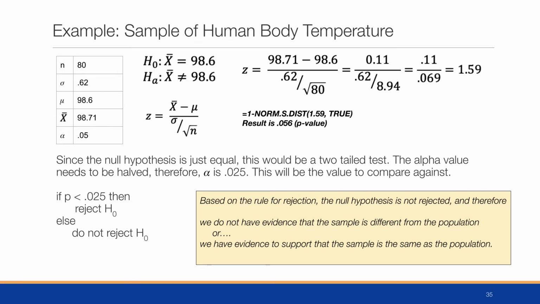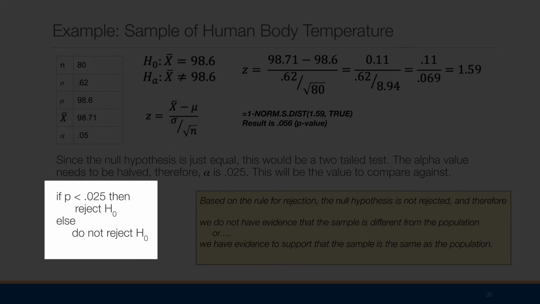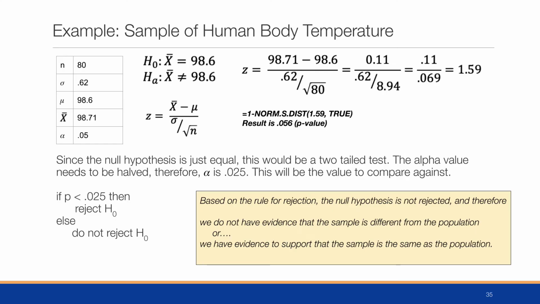Because the null hypothesis is just equal, this is a two-tailed test, so the alpha value needs to be halved. Therefore, alpha is 0.025. This will be the value to compare against. If p is less than 0.025, then we're going to reject H0, else we do not reject H0. Based on the rule for rejection, the null hypothesis is not rejected, and therefore we do not have evidence that the sample is different from the population, or we have evidence to support that the sample is the same as the population. Both would be acceptable because we're saying we have evidence to support or we do not have evidence for the first case.